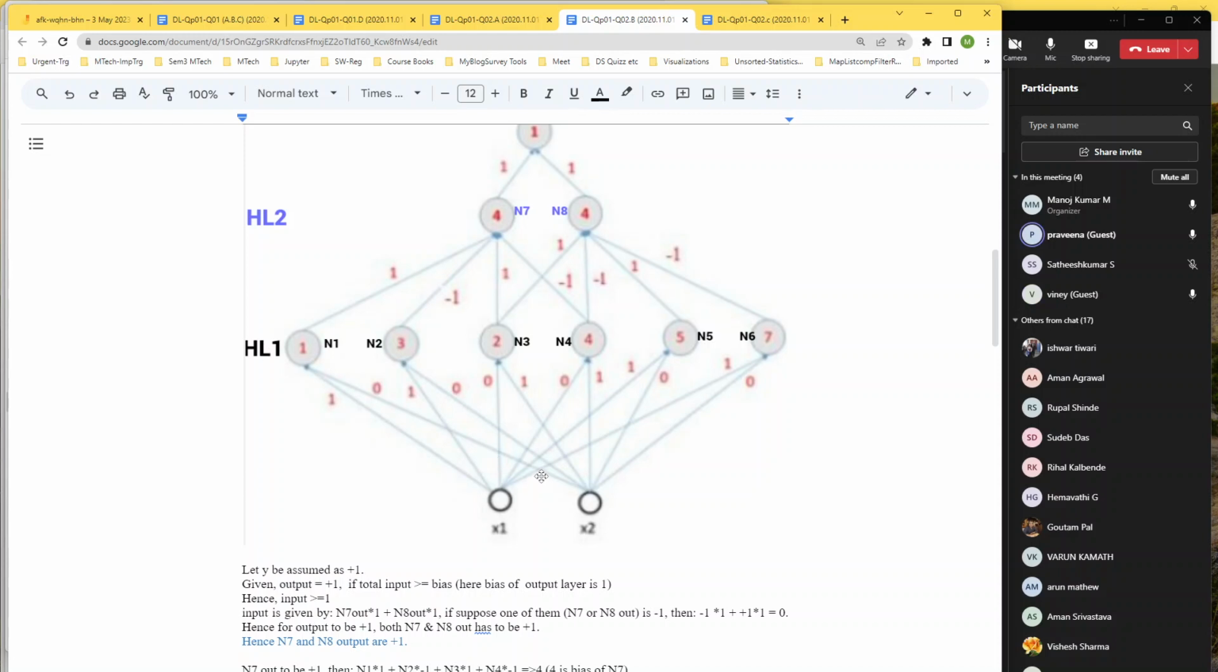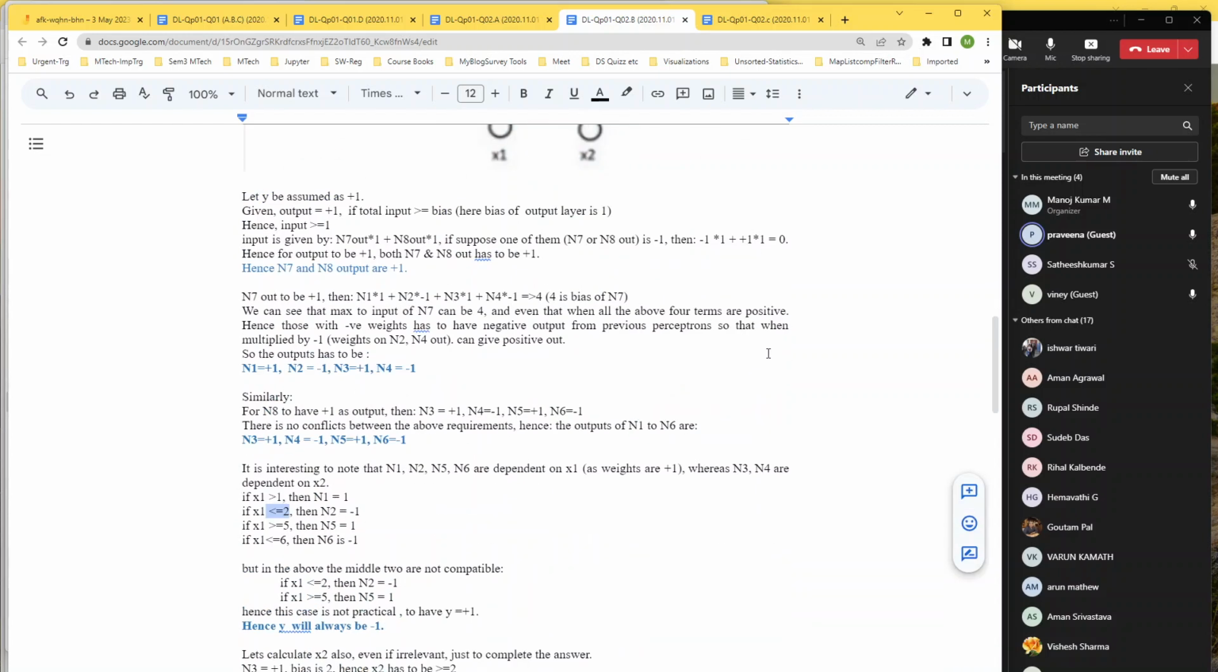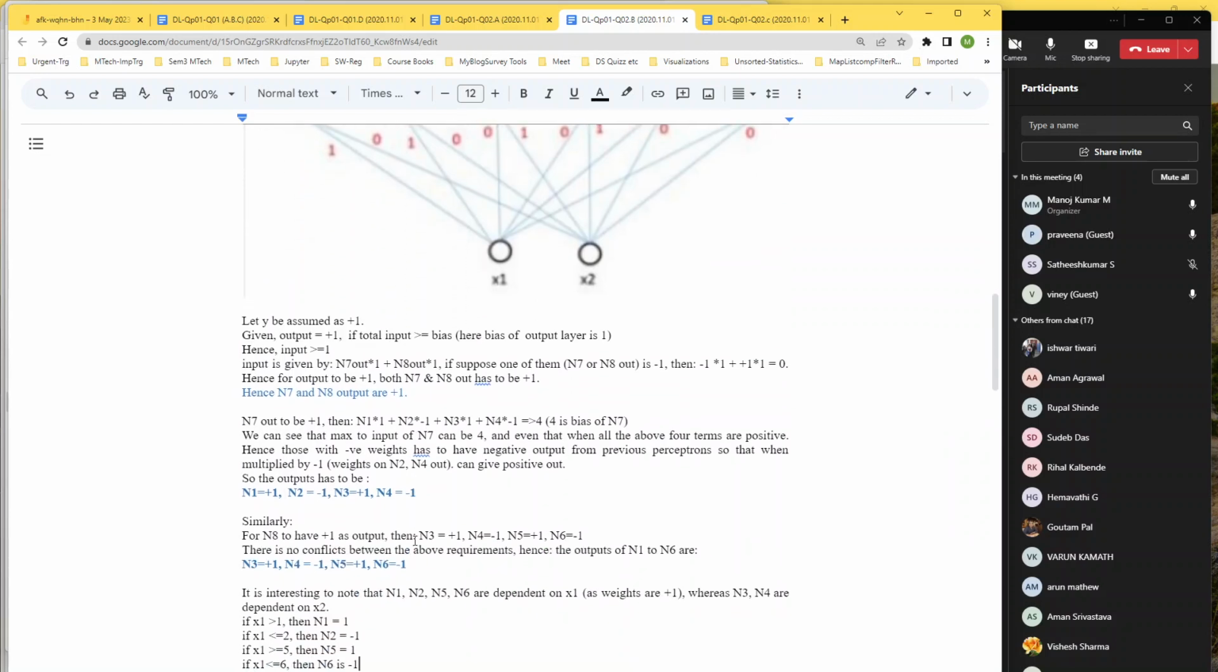Right? But then N5 will go for a toss because it has to be minus 1, but 2 is... It has to be, bias is minus 3. The output should be 1. And 5, no? Sorry, 7. Sorry, N7. You have named it as N6, correct. Because you need it as minus 1, right? So input should be less than bias. Yeah, it will come, right? So this is what we finally found.